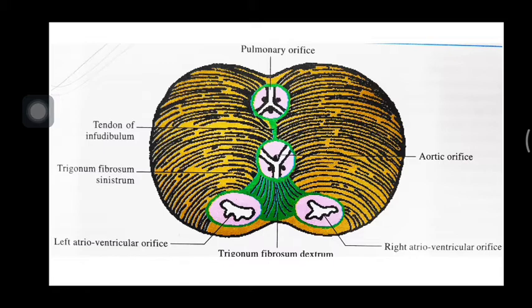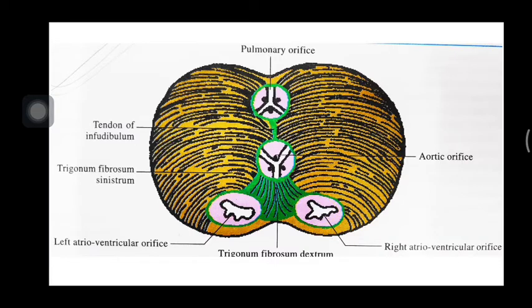Now just some basic points. The pulmonary ring lies in front and slightly to the left of the aortic ring. Both rings are set at right angles to each other and connected by a fibrous septum known as tendon of the infundibula, which is shown over here. Tendon of infundibula.